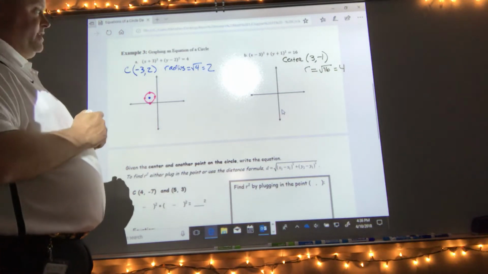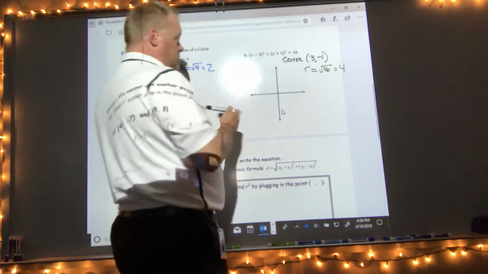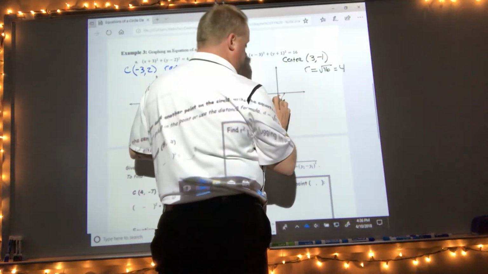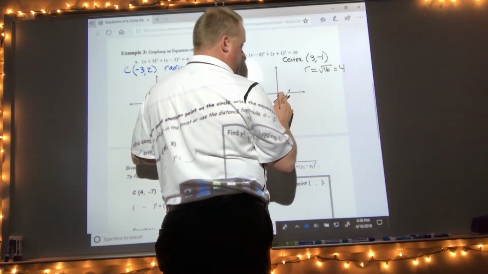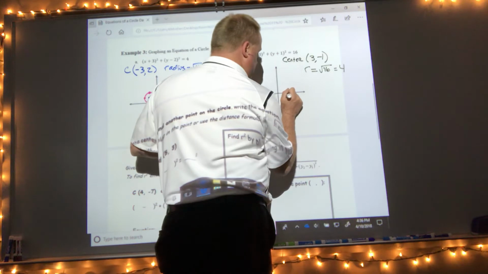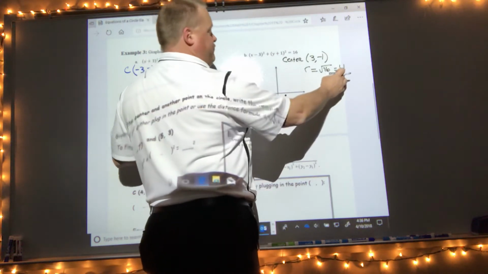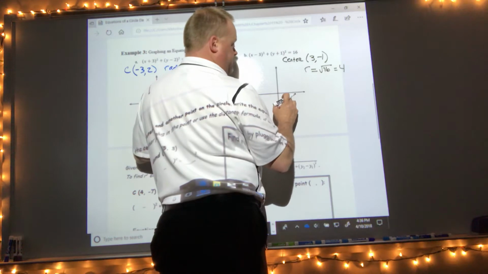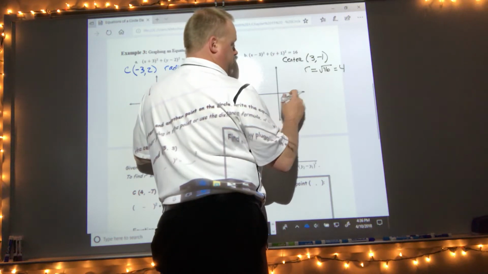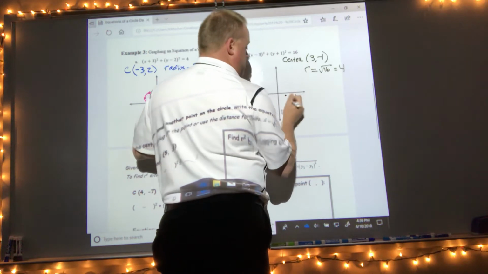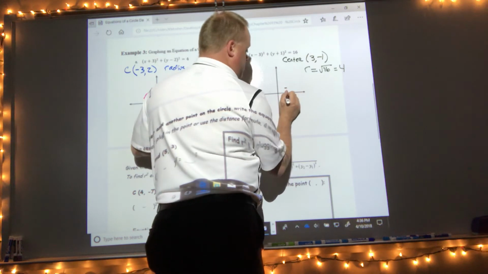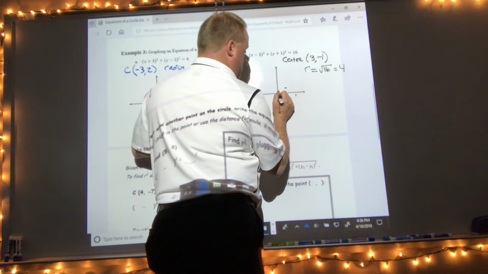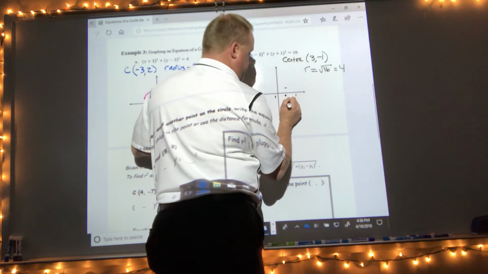Okay, so I want to put my center on the graph, so I'm starting at the origin, going over 3 to the right, 1, 2, 3, and down 1. So I'm about right there. My radius is 4. I'm going to start to the right of it. 1, 2, 3, 4. Go above it. 1, 2, 3, 4. Over 3, over 1 more. And down. 1, 2, 3, 4.